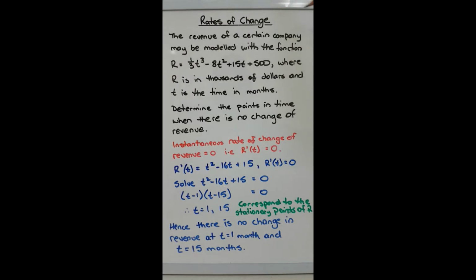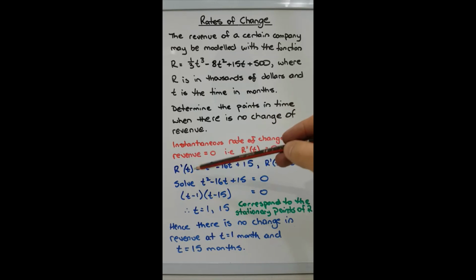The revenue of a certain company may be modelled with the function r equals 1/3 t cubed minus 8t squared plus 15t plus 500, where r is in thousands of dollars and t is the time in months. Determine the points in time when there is no change of revenue. So this implies that the instantaneous rate of change of revenue is equal to 0. In other words, the first derivative, r dash of t, is equal to 0.